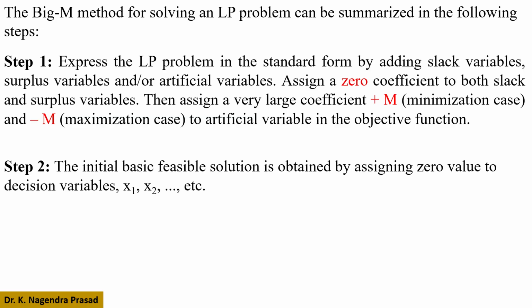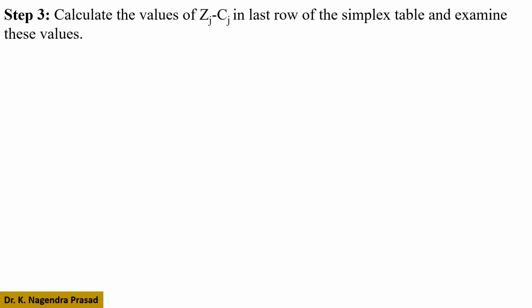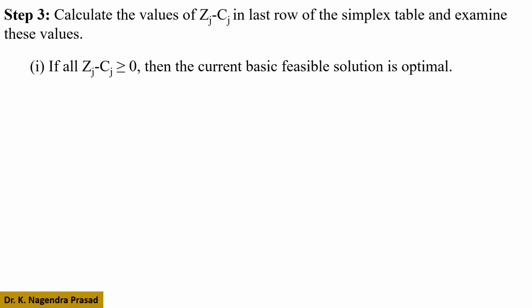Step 2 is the initial basic feasible solution, which is obtained by assigning 0 value to decision variables x1, x2, x3, etc. Step 3 is to calculate the values of zj minus cj in the last row of the simplex table and examine these values. If all the zj minus cj values are positive, which means zj minus cj greater than or equal to 0, then the current basic feasible solution is optimal.